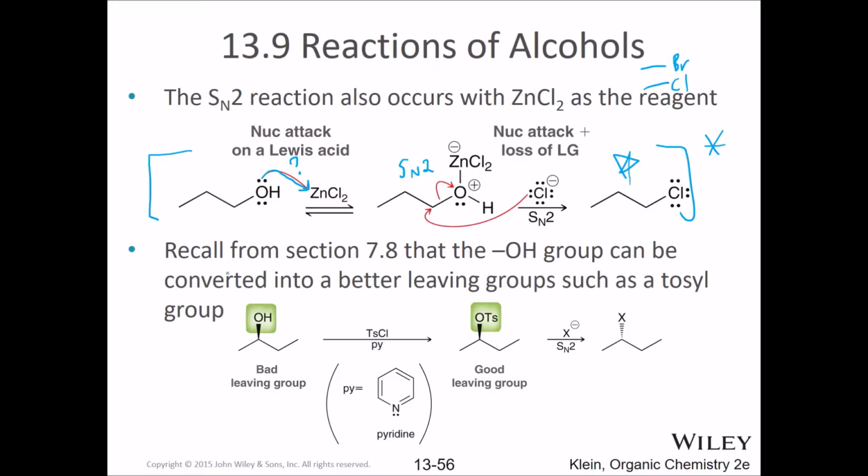Okay? Now, look at this. Recall from section 7.8 that the hydroxyl group can also be converted into a better leaving group, such as a tosyl group, okay? So the hydroxide's a bad leaving group. We made it into a good leaving group by adding zinc chloride to it. And we also made it into a good leaving group by adding a proton to it, making it water, right? But another thing we can do is add tosyl chloride to it in the presence of a base, in the presence of pyridine.